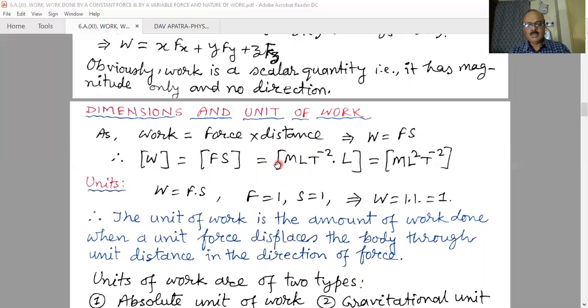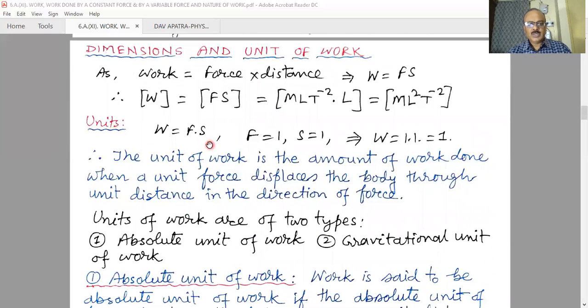And we know the dimensional formula of F is M L T to the power minus 2, and for S, that is nothing but a length, that is L, and now we get M L squared T to the power minus 2. So the dimensional formula of work is M L squared T to the power minus 2, which is also the dimensional formula for energy, and in future you will get one more term, torque. There also the dimensional formula of torque is M L squared T to the power minus 2.